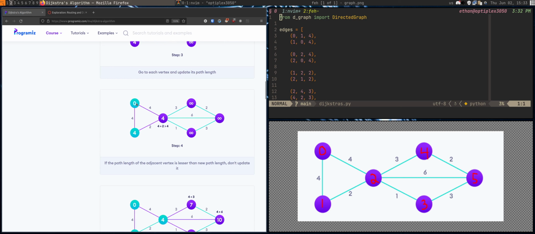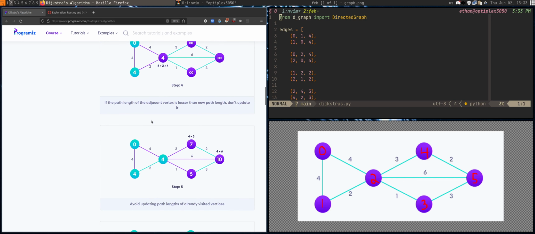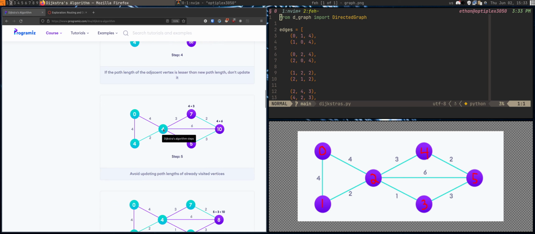Then we're going to visit this vertex and look at all of its neighboring vertices and do the same thing. We know that 4 plus 2 is greater than 4, so we're not going to update this vertex weight. Similarly, we're going to continue. We're going to look at all the neighboring vertices of 4. So we have 7, 10, and 5. We'll update those path lengths.